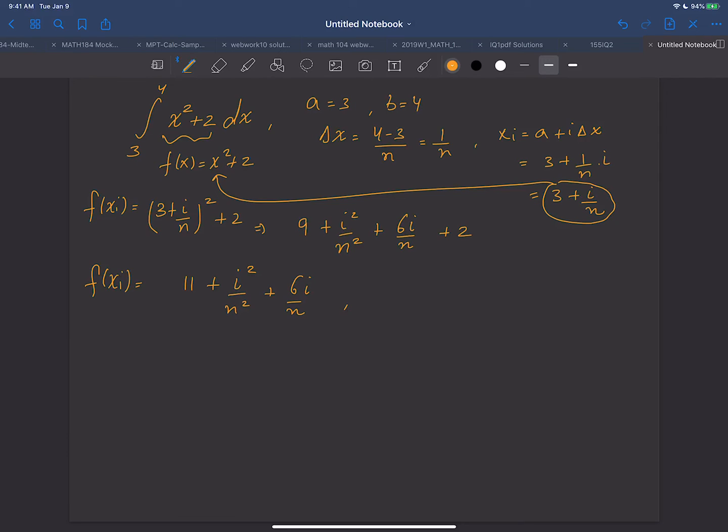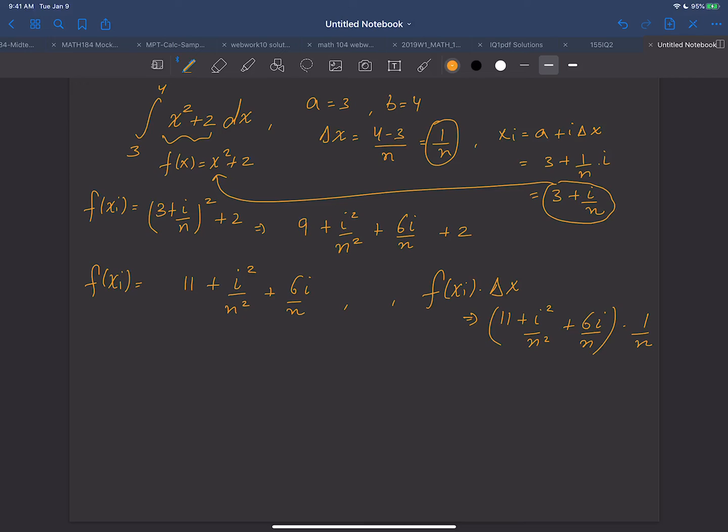Okay, so now my delta x that I already know is 1 over n. So my f of xi times delta x, that's going to be inside my Riemann sum, right? Which will evaluate to be what? 11 plus i squared over n squared plus 6i over n, all of this multiplied by 1 over n, right? And we're going to take a summation of this. That's the inside part of the Riemann sum.